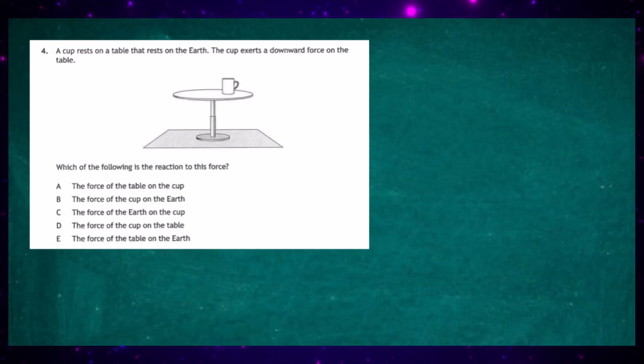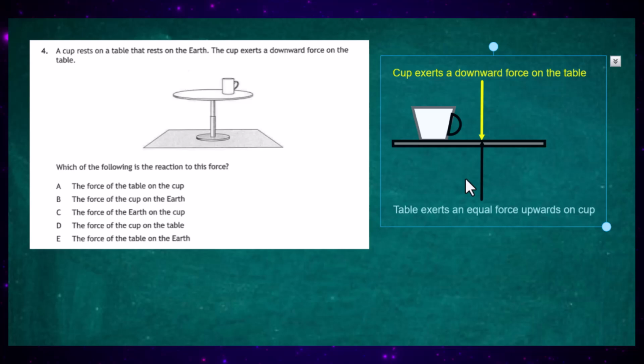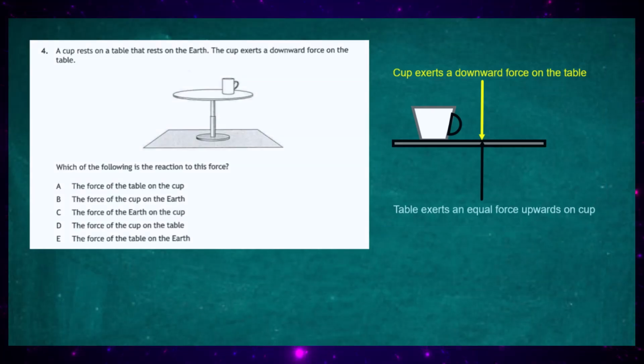Question 4. A cup rests on a table that rests on the earth. The cup exerts a downward force on the table, and which of the following is the reaction to this force? Well, let's take a look at the diagram, and it's all summed up in the diagram there. The cup exerts a downward force on the table, and the reaction force to that is that the table exerts an equal force upwards on the cup. So we're looking for the force of the table on the cup, which is going to be an equal and opposite force, and that's going to give us the following response. The response is going to be A for this one.